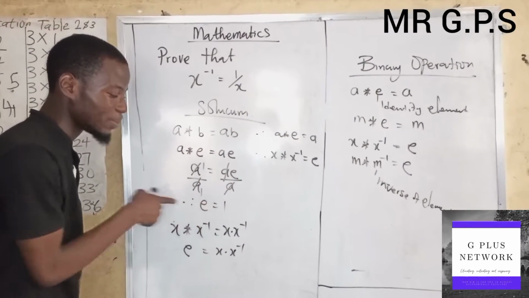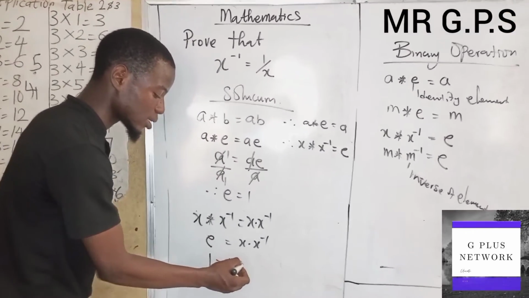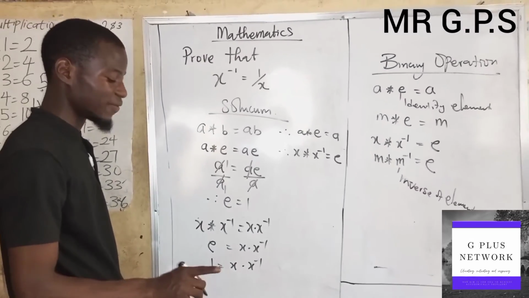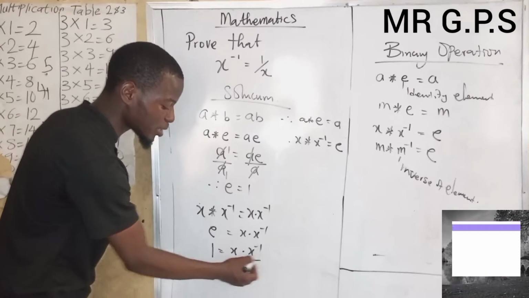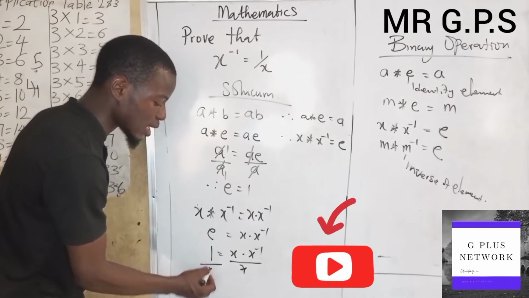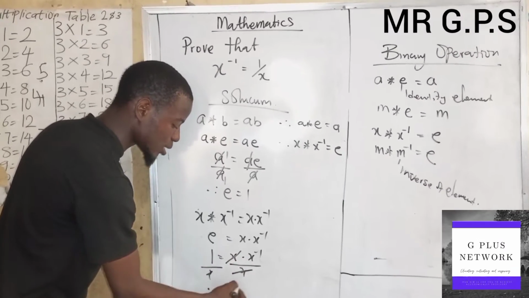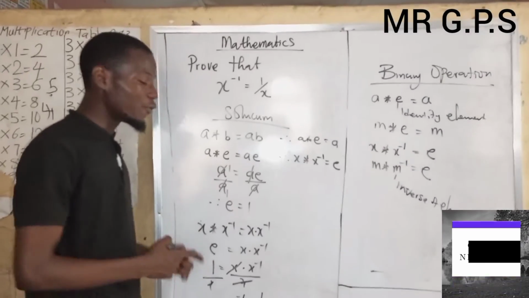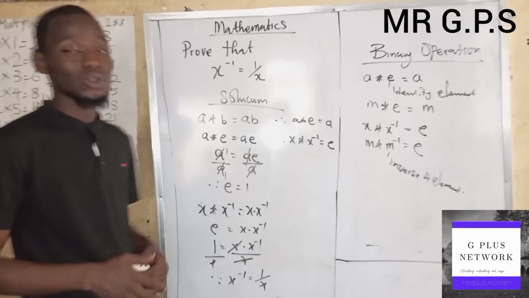Now, our e at the beginning here is 1. So I'm going to replace this one with 1 equals x inverse. Don't forget, what we are looking for is x inverse, which we are proving to be this. So our x is here, we'll have to divide both sides by x in order to get our x inverse. So this we cancel this. Therefore, our x inverse equals 1 over x. Now I've successfully proved to you that x raised to power minus 1 equals 1 over x.